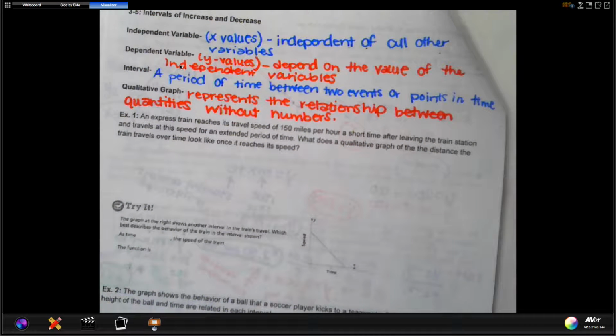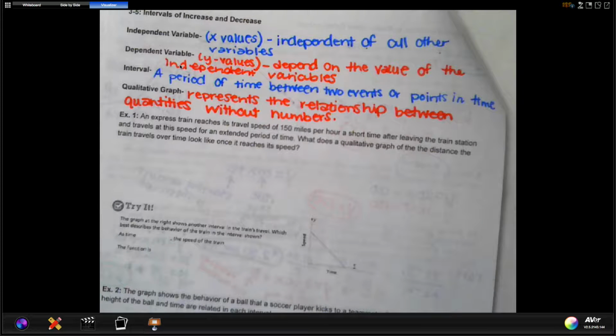Basically, what you need to know is that the independent variable is going to be our x value variable, and that's independent of all the other variables. The dependent variable are our y values, and those then depend on the value of the x values.